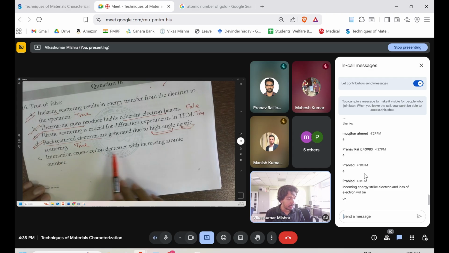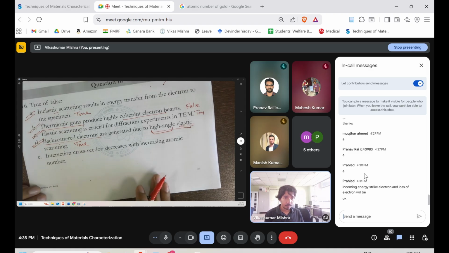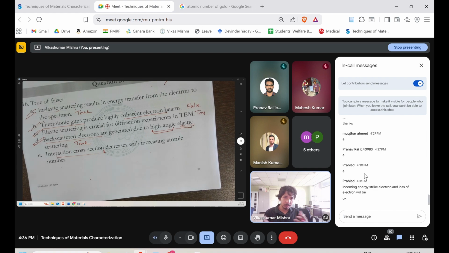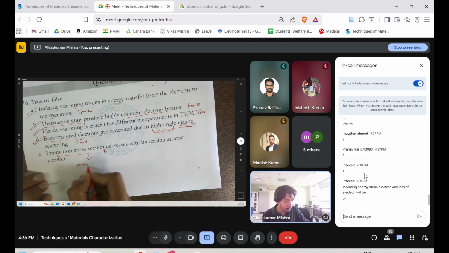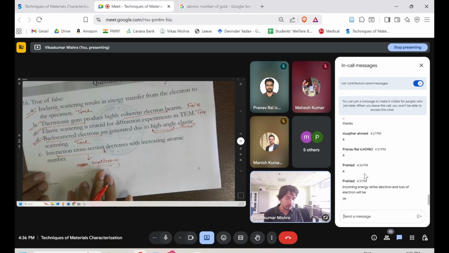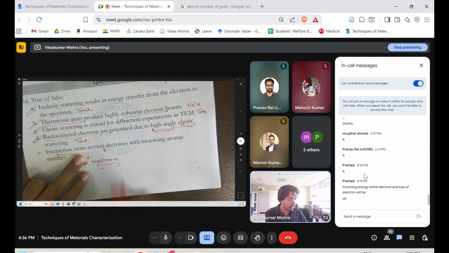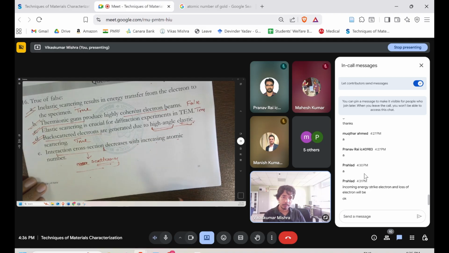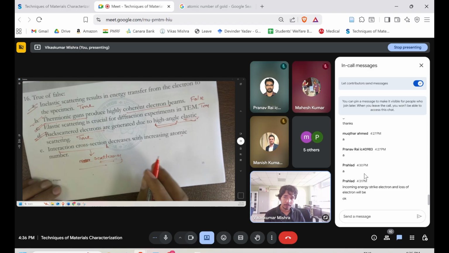Right. So option D is again true. Option E: interaction cross-section decreases with increasing atomic number. Interaction cross-section, more means more interaction, more scattering. We can take some analogy. You can more or less relate it with the scattering. They are telling that scattering will decrease with increasing atomic number. What do you think? Is it true or false?